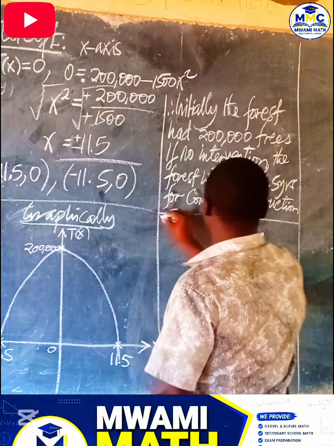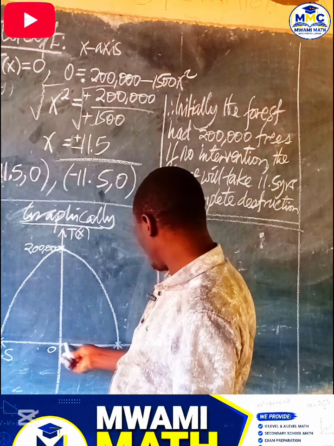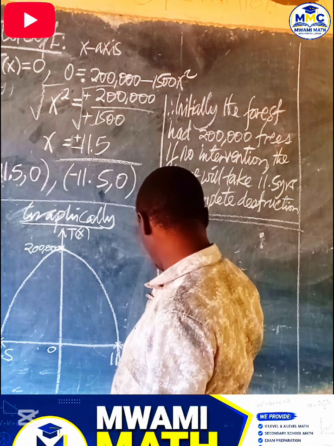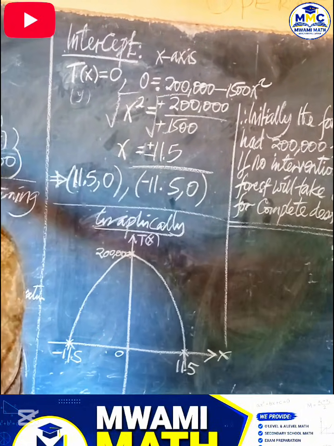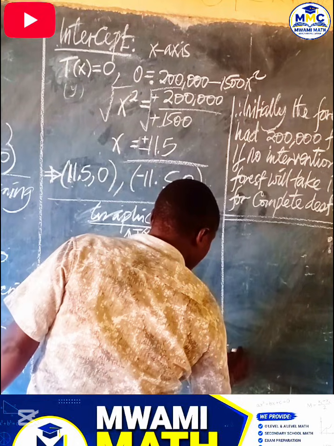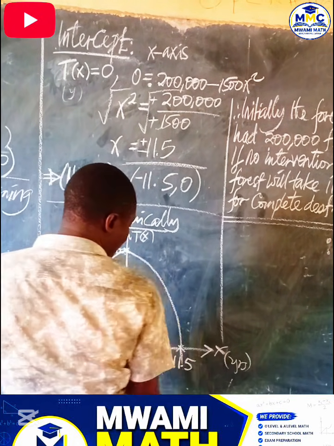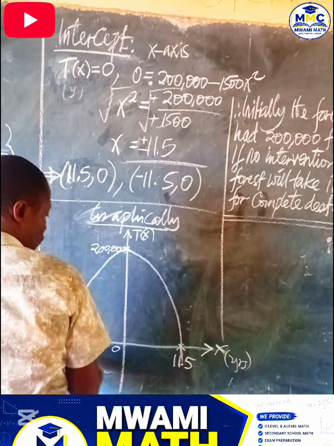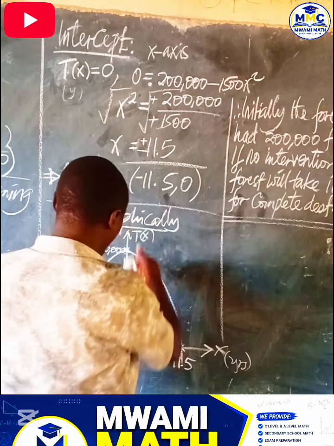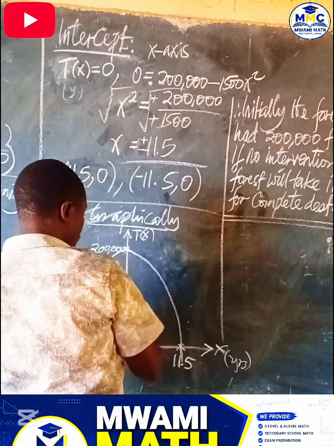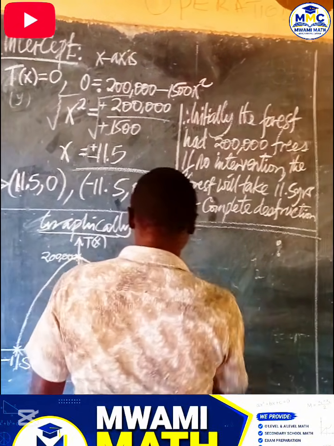I think you can see that by the time the forest comes to 0, the number of years, remember this, our x here is the time in years. This is the time in years. So by the time it reaches 11.5 years, the number of trees will come to 0, or completely. This y-axis or t(x)-axis shows us the number of trees coming to 0.